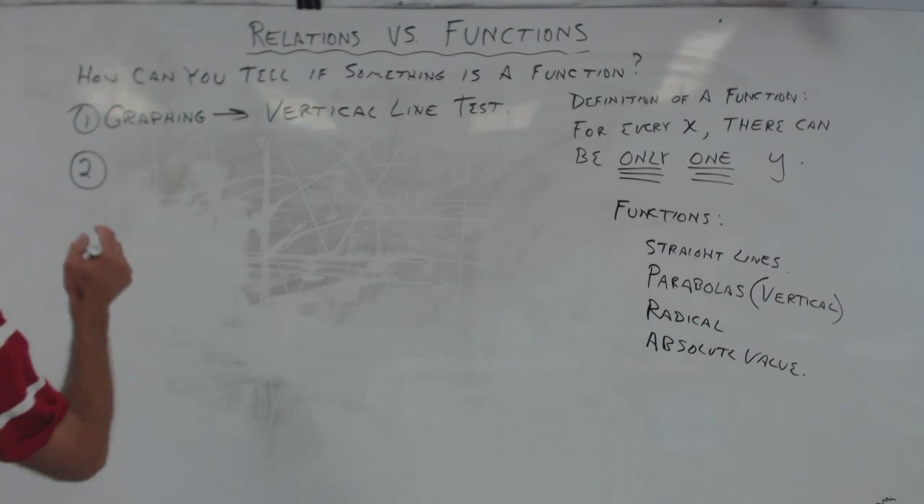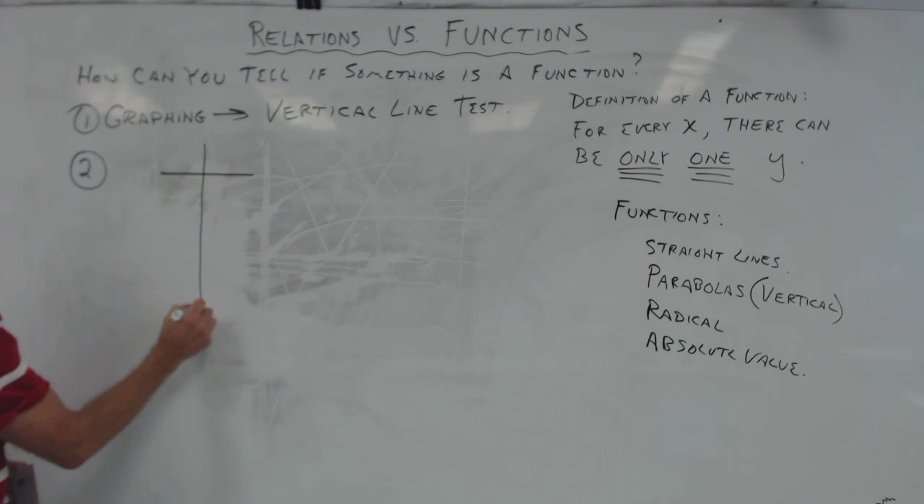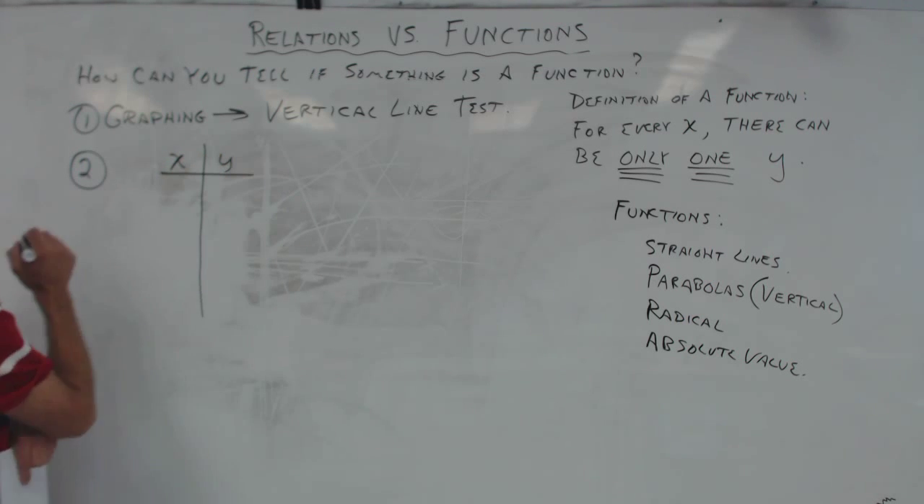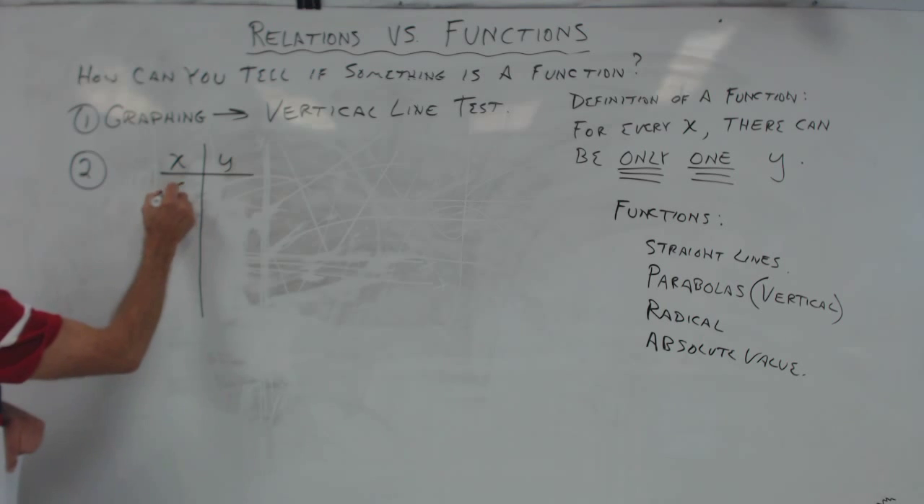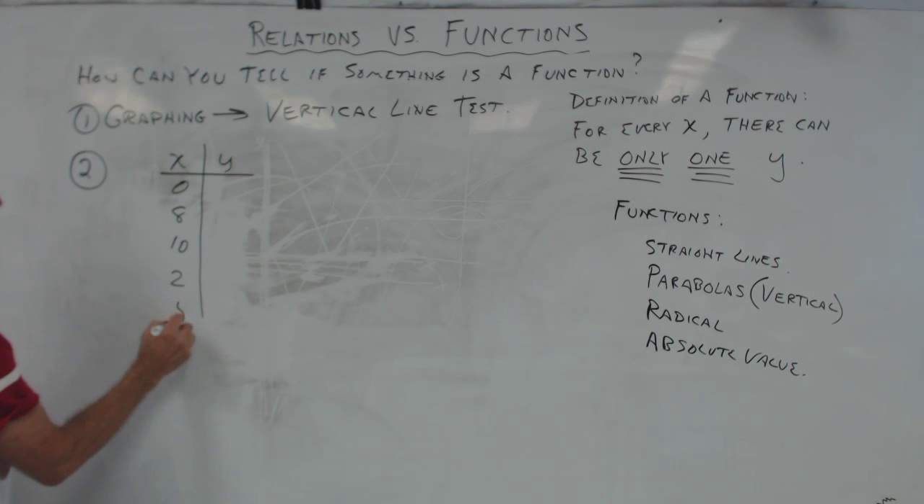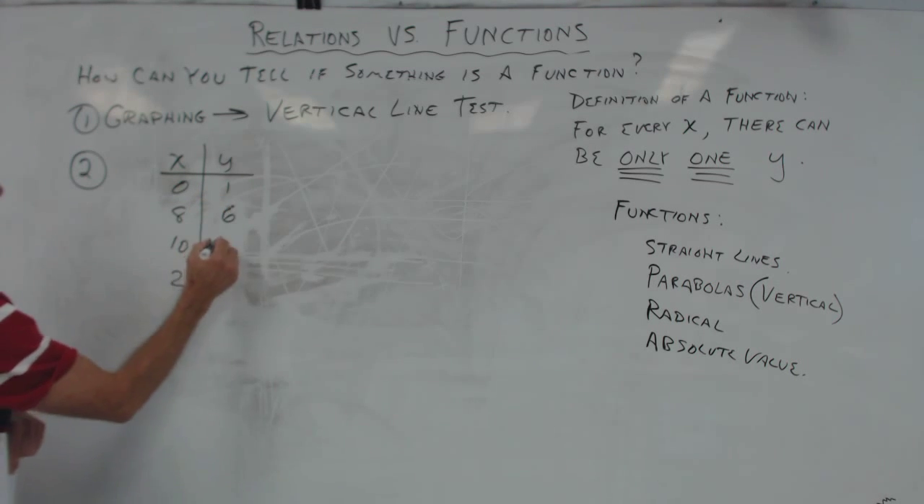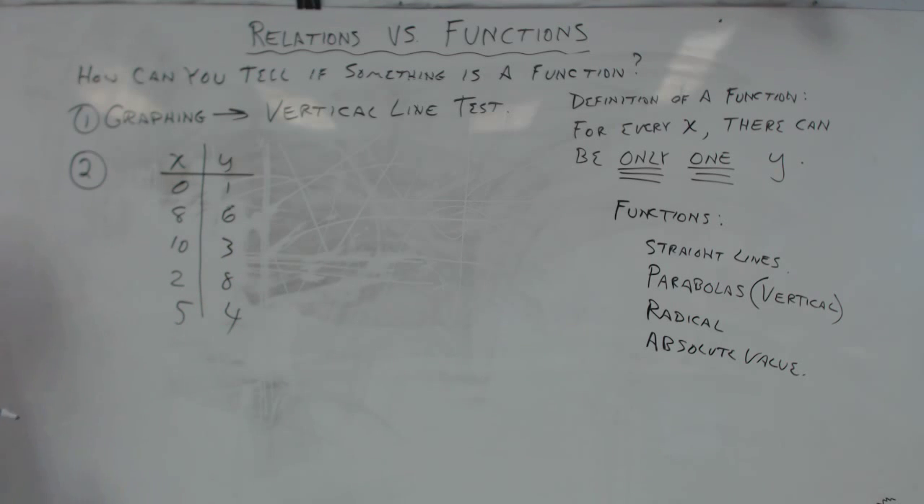Let's say we had a table, and I'll do a table in two different ways. The table, a T-chart, right? X and Y. Let's say I have 0, 8, 10, 2, and 5. And then I have 1, 6, 3, 8, 4. Is that a function? Yeah. Why? One y for every x. There's one y for every x, right?